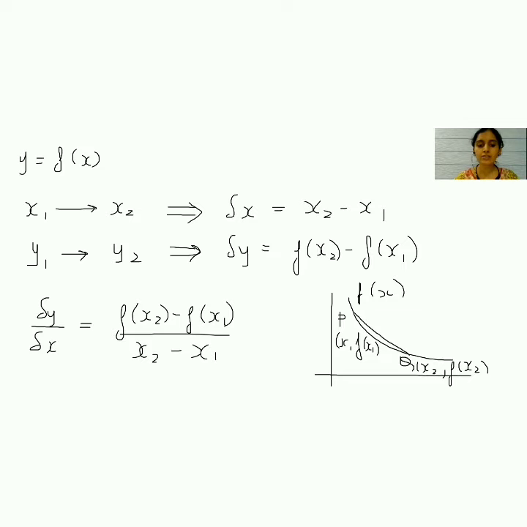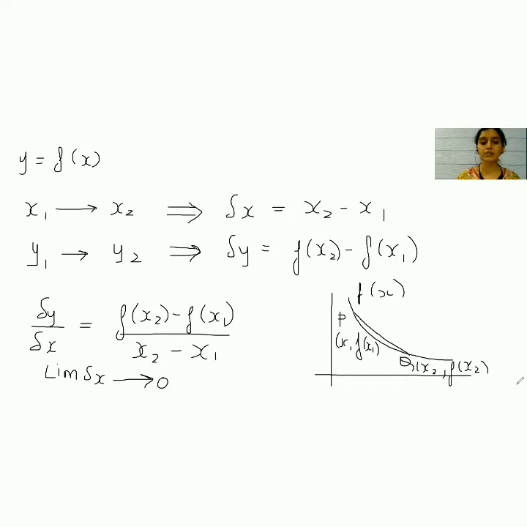Now, if we say that x2 is approaching x1, that is, the change is very minimal, very small, then delta x is called an instantaneous change in x, which brings about an instantaneous change in y, that is y2 minus y1, or you can say f of x2 minus f of x1. Now, what do we understand when x2 approaches x1? It means that P and Q are trying to be only one single point. That means we can say that the limit of delta x is tending to 0. It's not 0, but it is tending to 0.